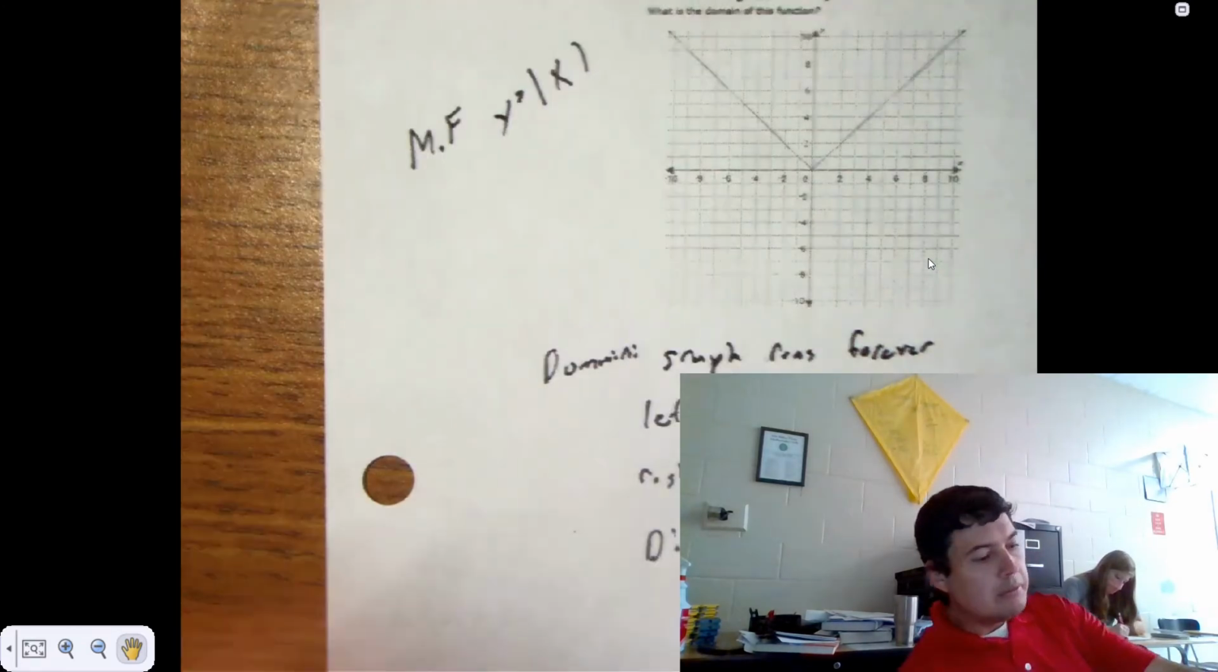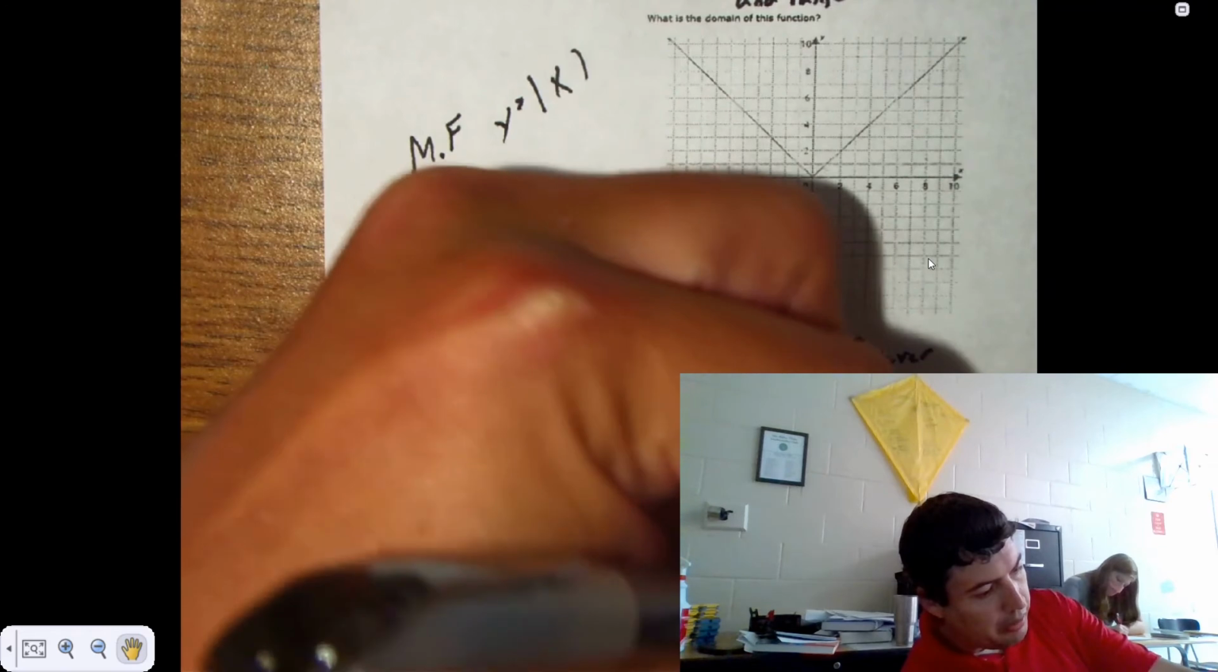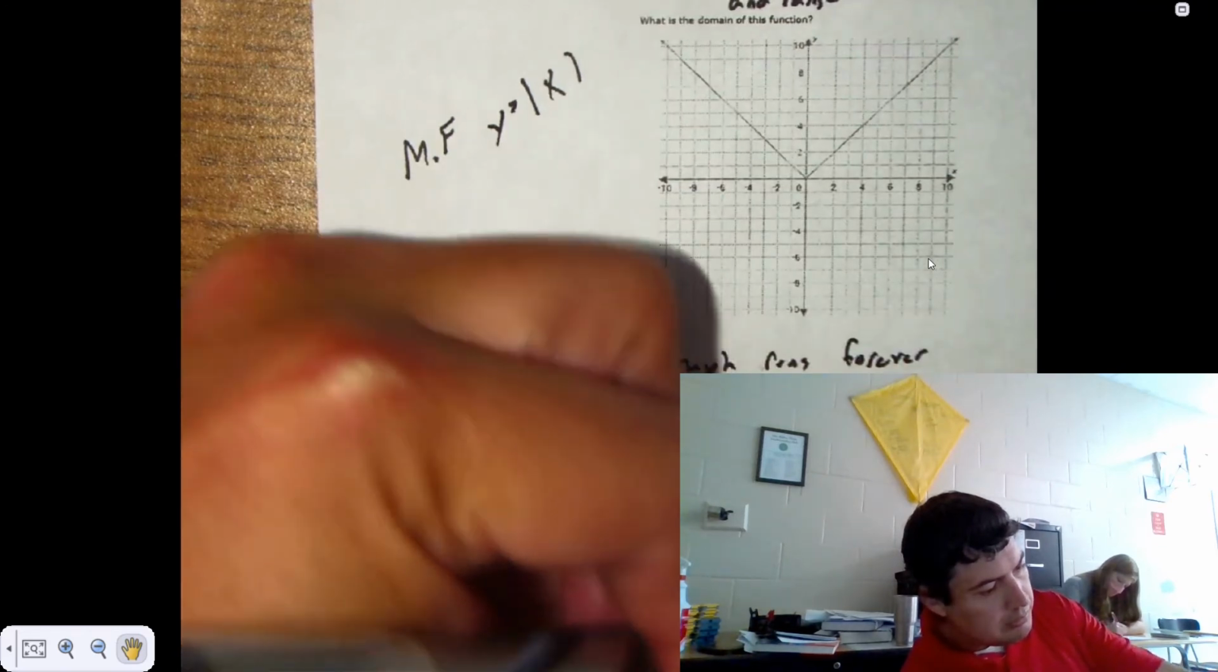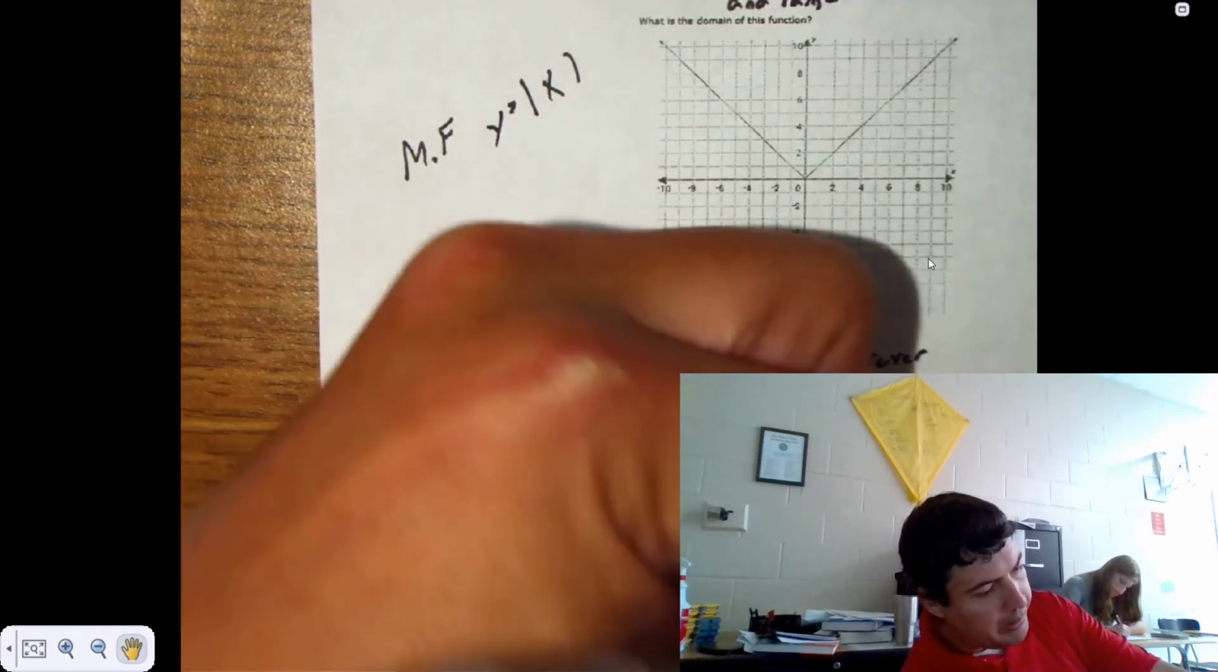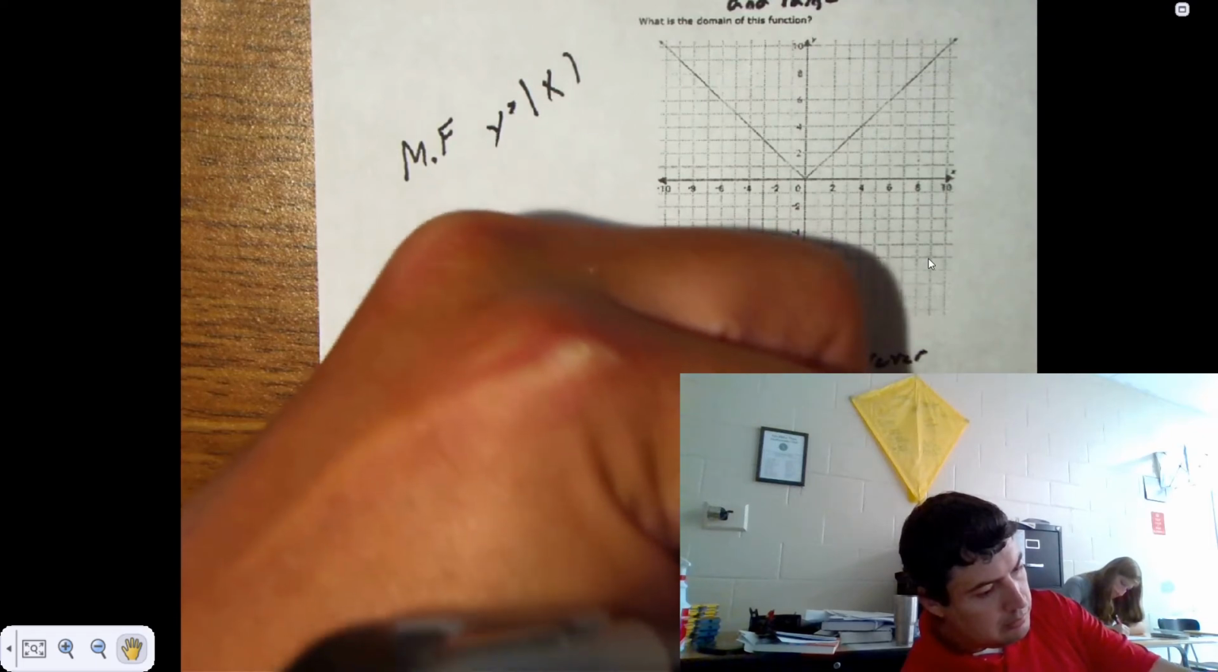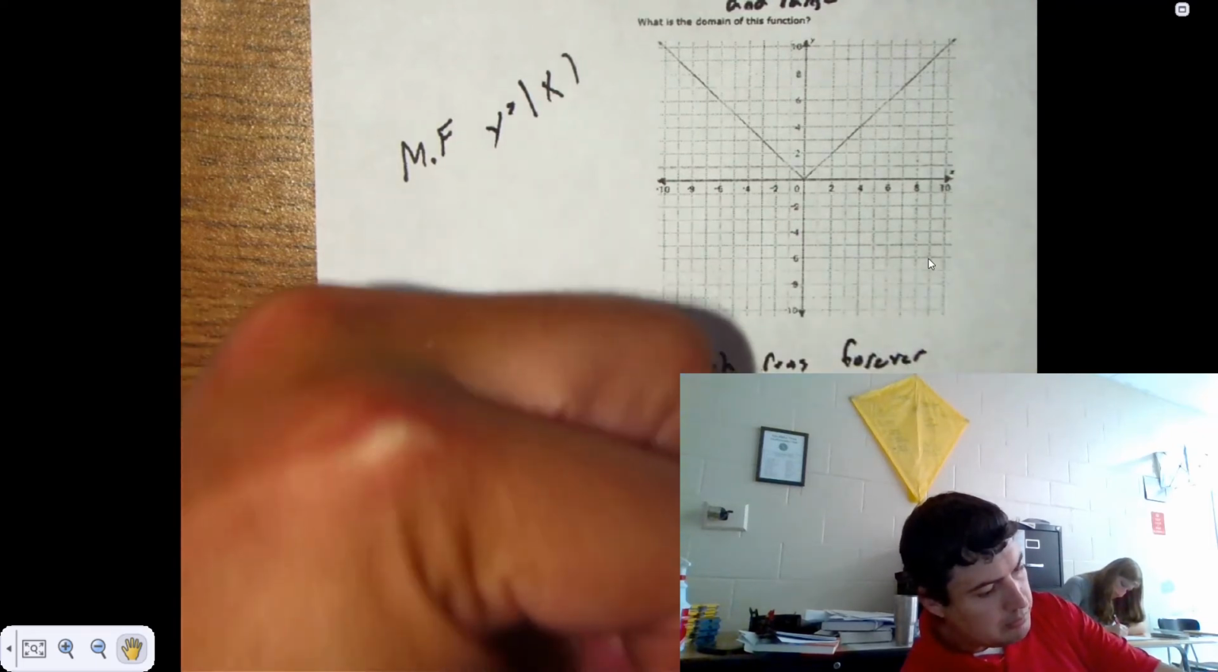And I mean that. There's no exception to this rule. All absolute value graphs have a domain of all real numbers.